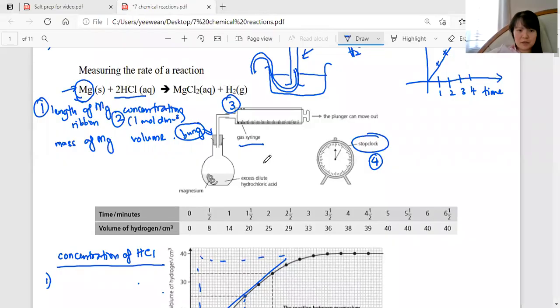If your investigation is on the concentration of the hydrochloric acid, you need to run another experiment using a different concentration. So maybe 2 moles per dm cube for the second experiment. There are 2 ways for you to do this.